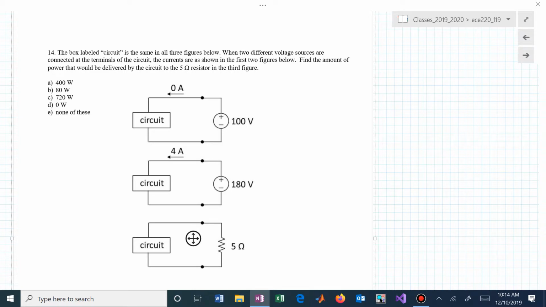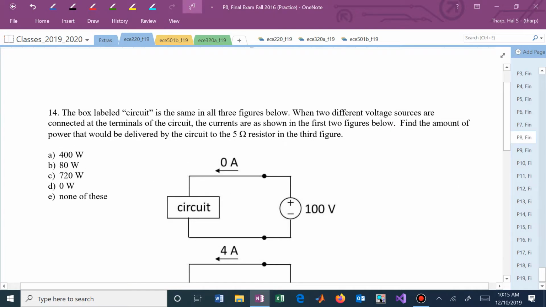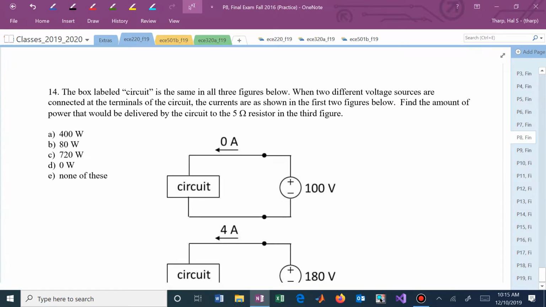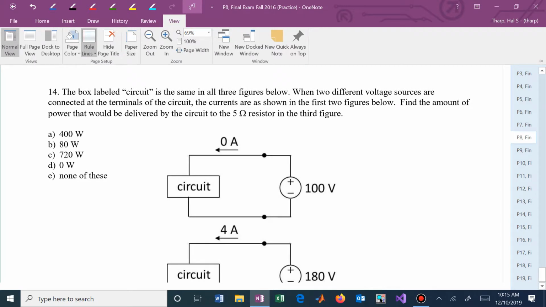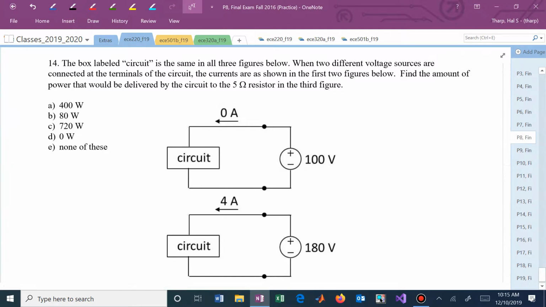When 2 different voltage sources are connected at the terminals, the currents are as shown. So the top one, we connect a voltage source of 100 and we get no current flowing. What's that telling you about the circuit up above? Is it telling you anything? Maybe it's not helping you with anything at all. But it should be. That should be giving you useful information.